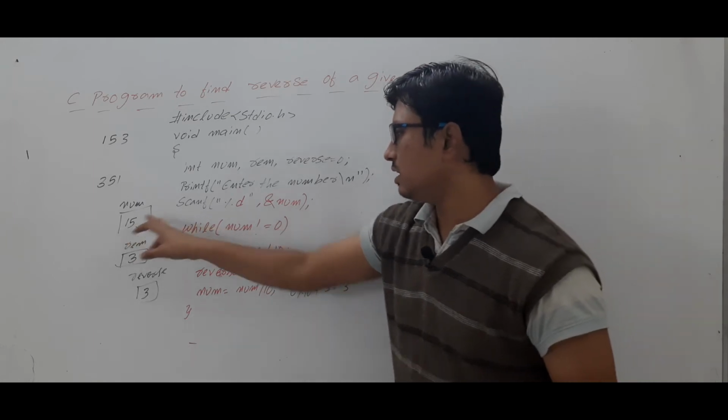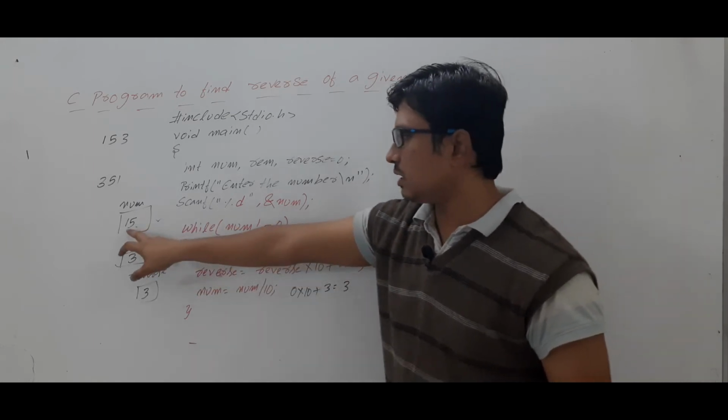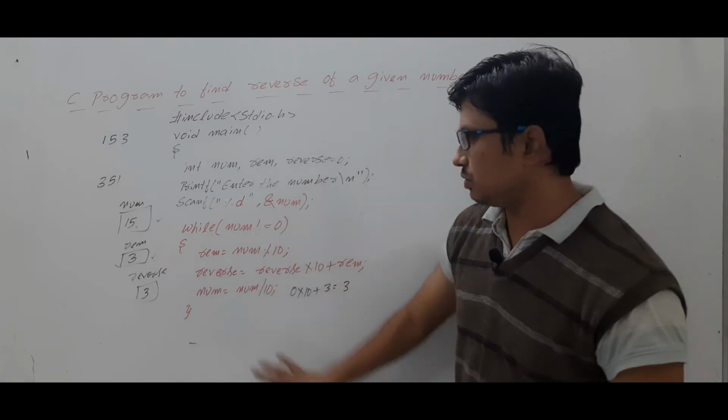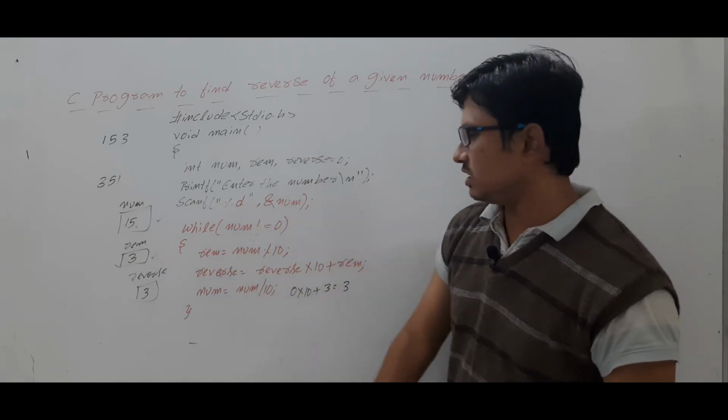What is the condition? Num not equal to 0. What does num consist of? 15. 15 is not equal to 0. Again the condition is true. Then you need to execute these three statements.